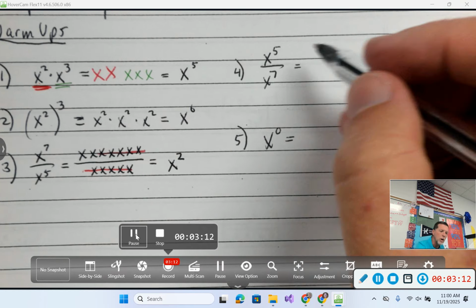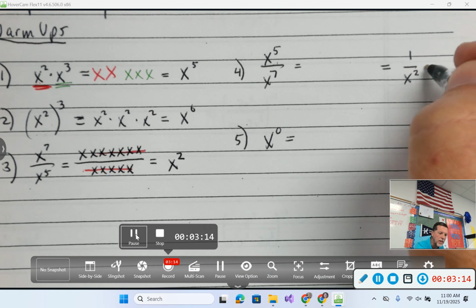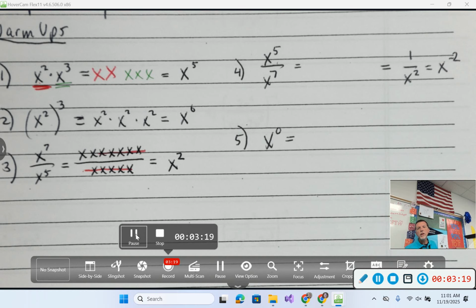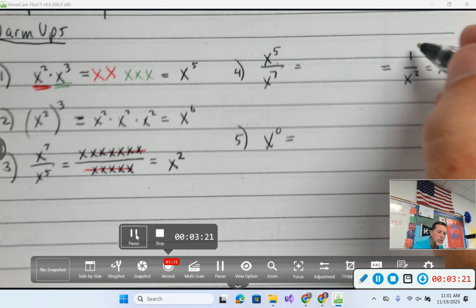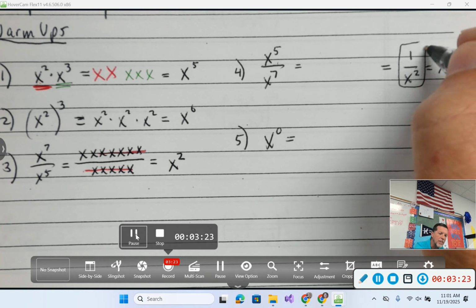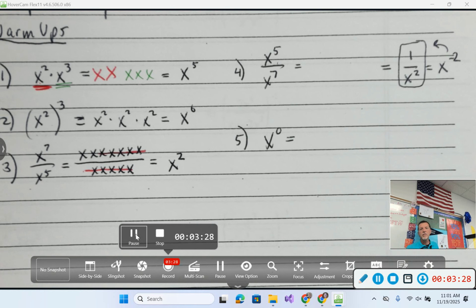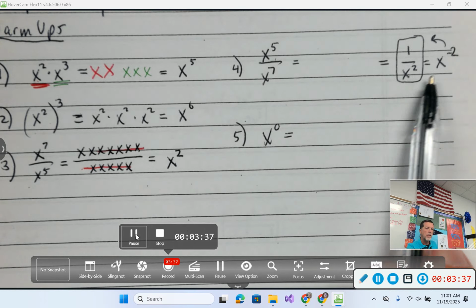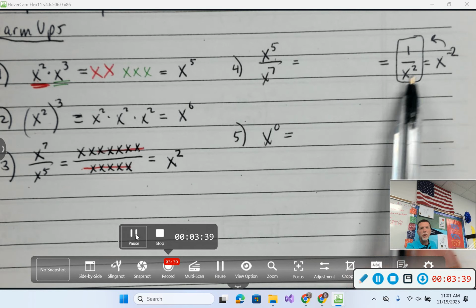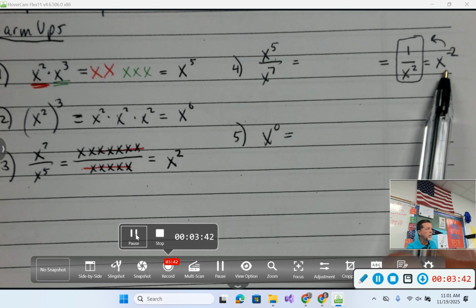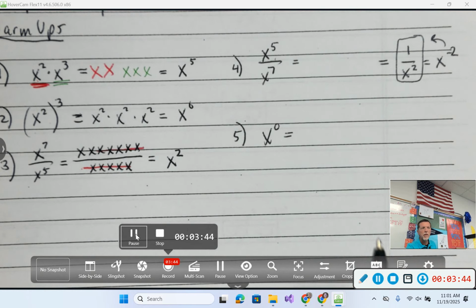A few of you followed the pattern of 5 minus 7 is negative 2, and you wrote x to the negative 2. That's correct. We just prefer to not have negative exponents. So it's not wrong, it's just not finished. So is that x to the 1/2, or is that 1? Like, how would you say it? 1 divided by x squared. This is either 1 over x squared or x to the negative 2. Because the negative is what flips it over.